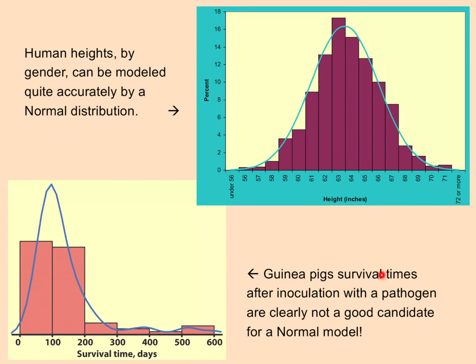On the contrary, guinea pig survival times after inoculation with a pathogen, a data set we've already seen a couple times in this course, cannot, because that data set is skewed. It's skewed to the right. Look at the histogram, right? The bars skew out to the right. So if you drew a density curve over that or told Minitab to, you would get something that looks like this. That is not a normal curve.